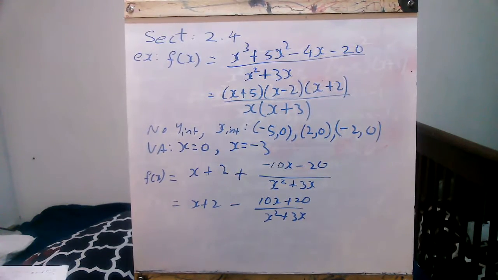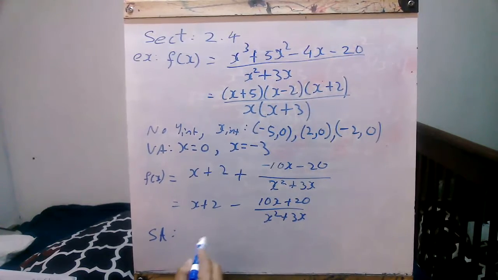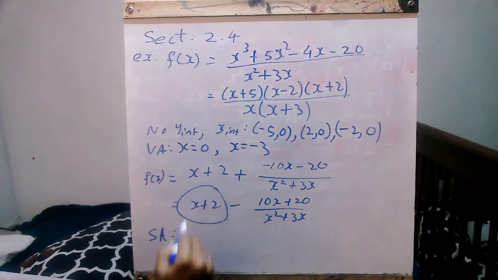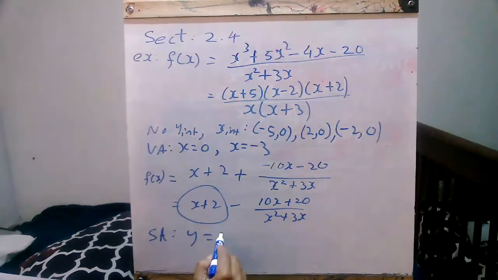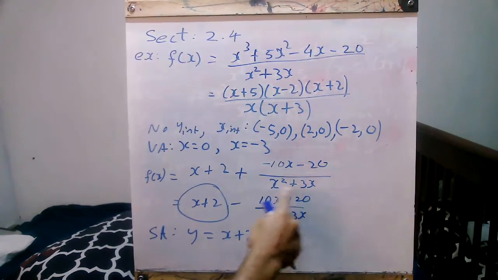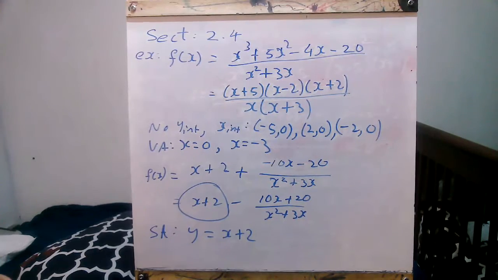So here we found the slanted asymptote. What is the equation of the slanted asymptote? This part, y equals x plus 2. When x goes to infinity or negative infinity, this part becomes 0, and the function just behaves like x plus 2. Therefore y equals x plus 2 is a slanted asymptote.